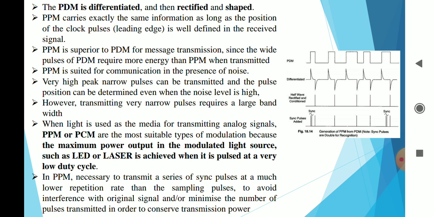The transmitting of these very narrow pulses requires a large bandwidth, and this type of modulation technique is suitable for transmitting analog signals where it uses light as a source. That is, for LED and laser transmissions, the PPM signal is highly used.